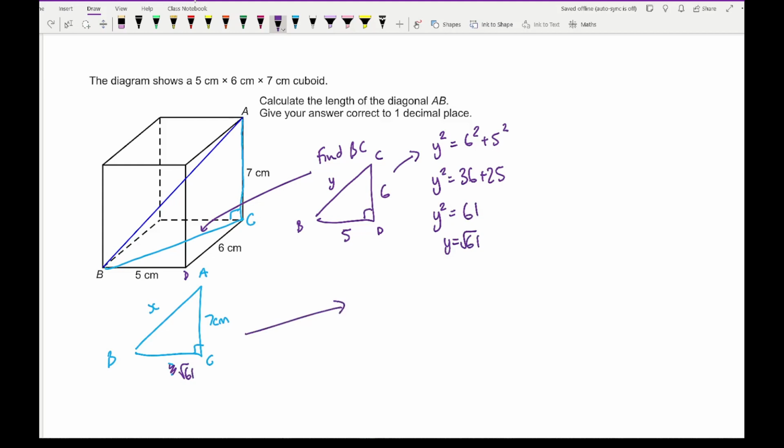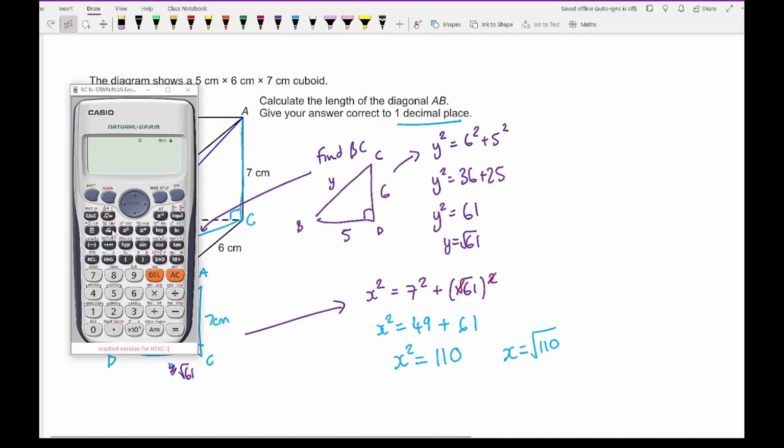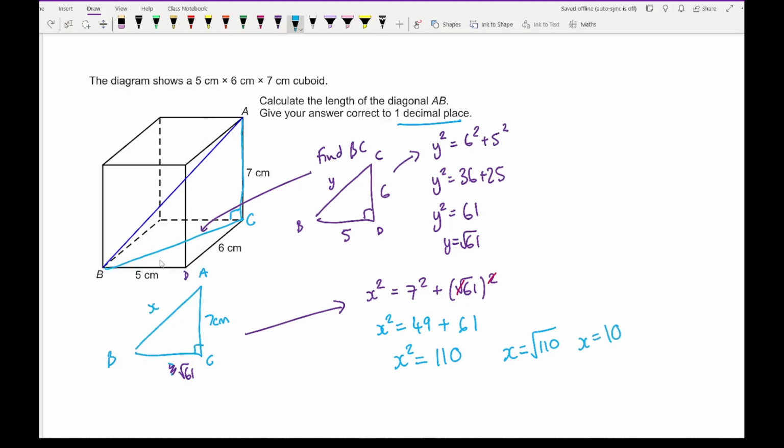So from this triangle here, I've got x squared equals 7 squared plus root 61 squared, in which the square root cancels with the square. So then what I'm left with is x squared equals 49 plus 61. So x squared equals 110, so x equals the square root of 110. And the question is asking me to give my answer to 1 decimal place. Let's get the calculator back up and do the square root of 110. This equals 10.5. So x equals 10.5 centimeters to 1 decimal place.